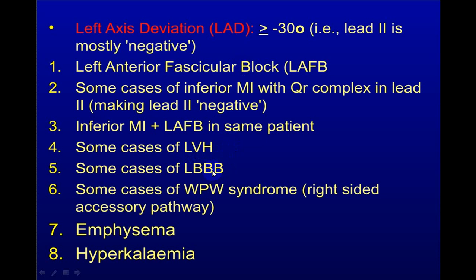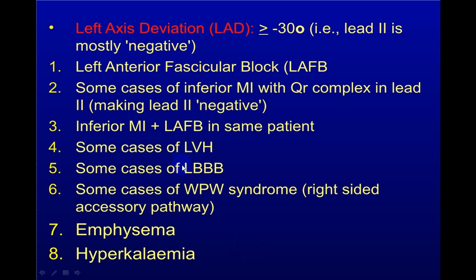Left bundle branch block will also have a left axis deviation. WPW syndrome with a right side accessory pathway will have a left axis deviation. Emphysema and hyperkalemia will also show left axis deviation. Out of these, LVH, left bundle branch block, and LAHB, these three are the most common causes for left axis deviation.